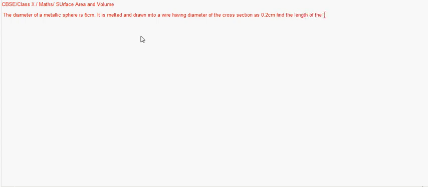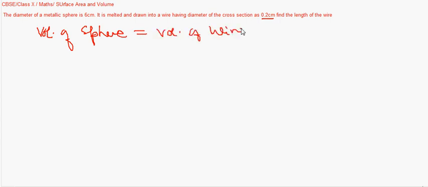There is a metallic sphere with this diameter that is melted and is now drawn into a wire which is equivalent to a cylinder. So the volume of the metallic sphere will be equal to the volume of the wire, whose diameter is given to be 0.2, and we have to find the length of the wire, that is the height. So we will take the concept which says volume of the given sphere will be equal to the volume of the wire, which I said is a cylinder.